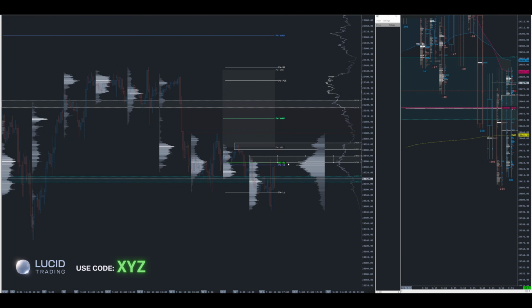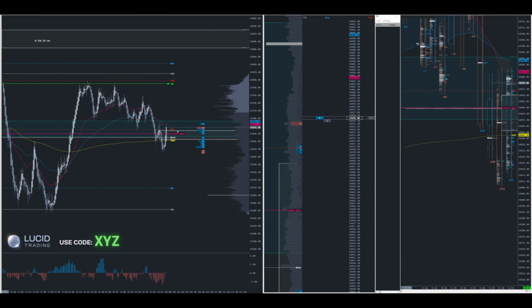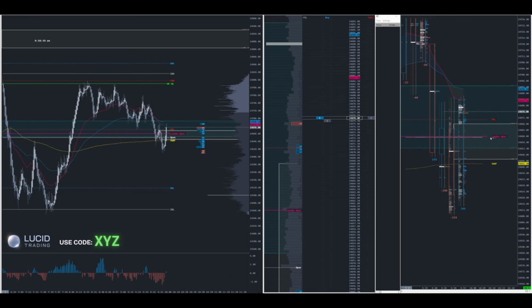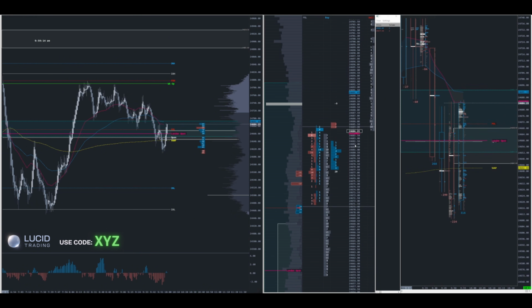So let's delete the zone. We'll go down to the intraday action. Again, this zone here is where the imbalance is yet to be filled, right here. We'll replay this at 5x.